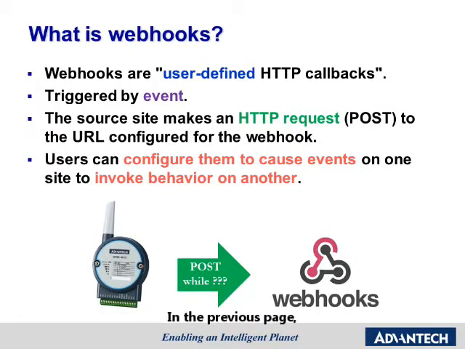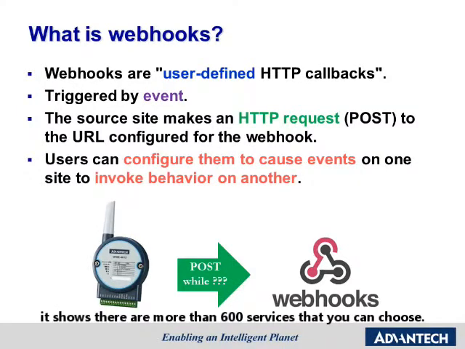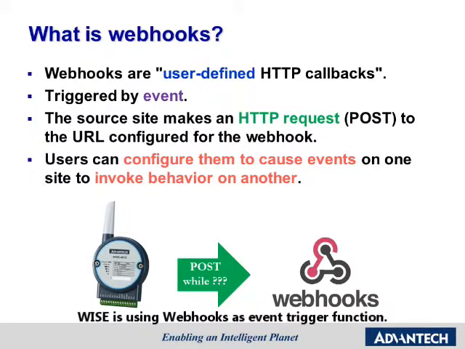In the previous page, it shows there are more than 600 services that you can choose. But WISE is using Webhook as the event trigger function. What is Webhook? Webhooks are user-defined HTTP callbacks. It is triggered by an event. The source side makes an HTTP request to the URL configured for the webhook. Users can configure them to cause events on one side to invoke behavior on the other.